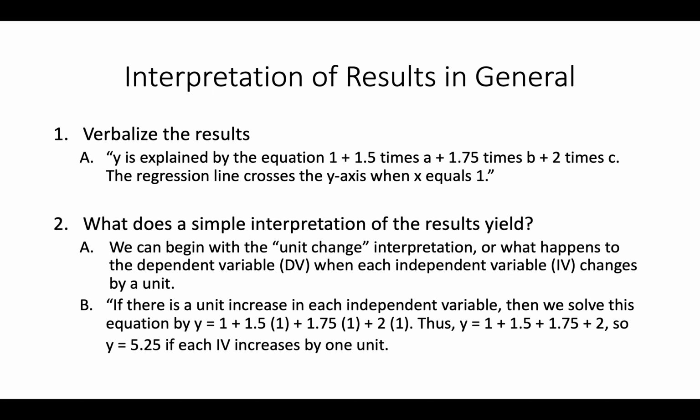Then, let's try a simple interpretation of the results. We can begin with the unit change interpretation: what happens to the dependent variable when each independent variable changes by a unit. If there's a unit increase in each independent variable, then we solve this equation by y equals 1 plus 1.5 times 1 plus 1.75 times 1 plus 2 times 1. Thus, y equals 1 plus 1.5 plus 1.75 plus 2, so y equals 5.25 if each independent variable increases by 1 unit.